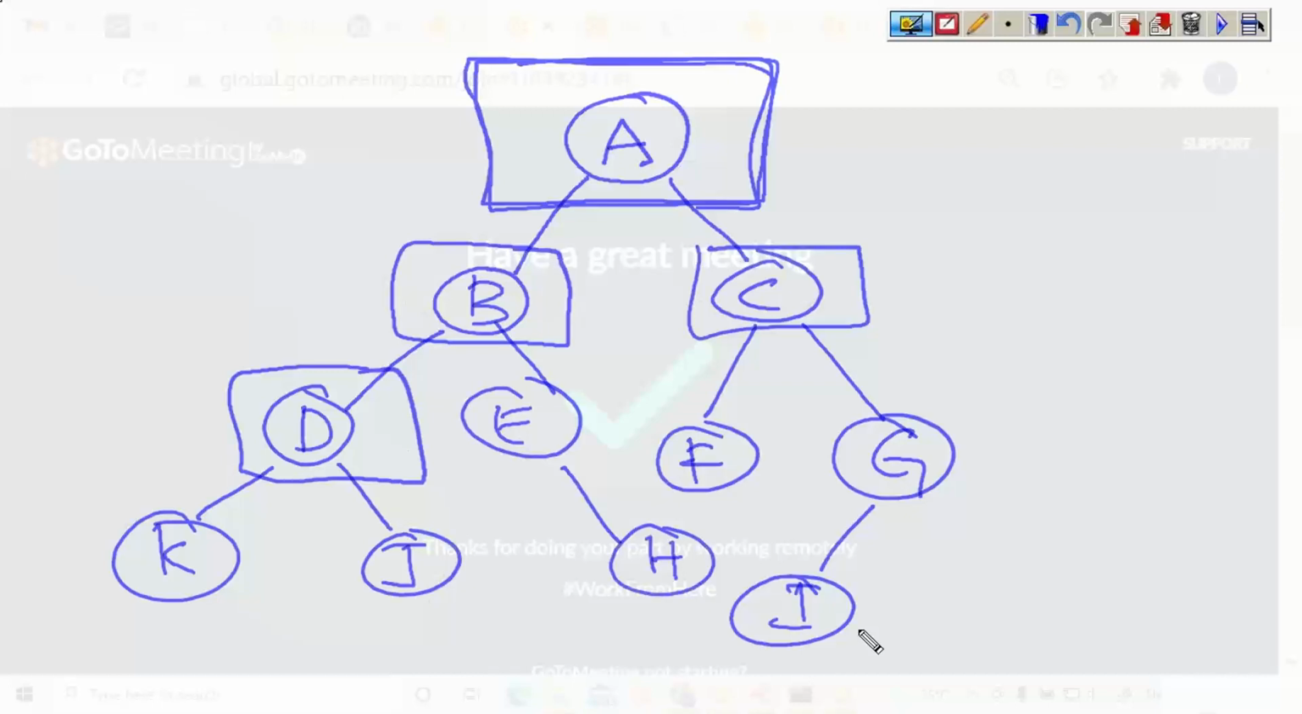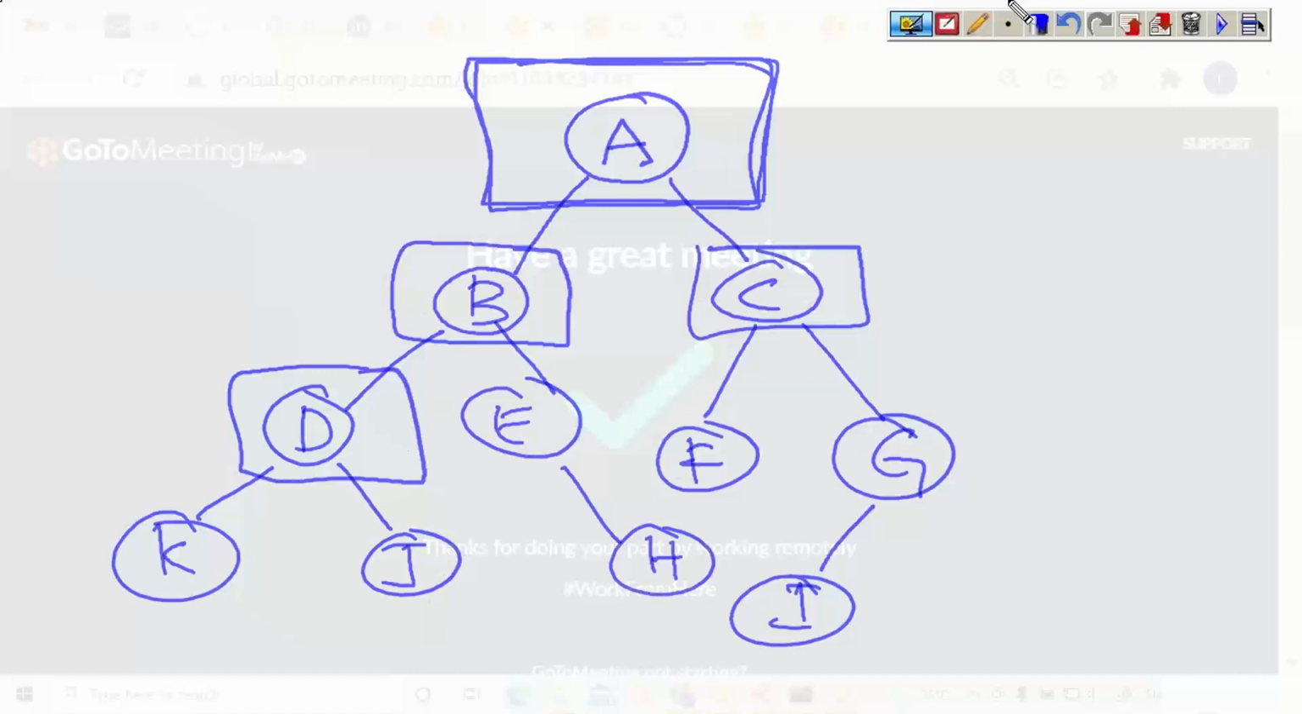Whereas D having two childs K and J, B having two childs D and E, C having two childs F and G, A having two childs B and C. This is the basic structure of a tree. So only two childs maximum. That is why it is called a binary tree. Only two childs are allowed. Zero childs, one child or two childs.